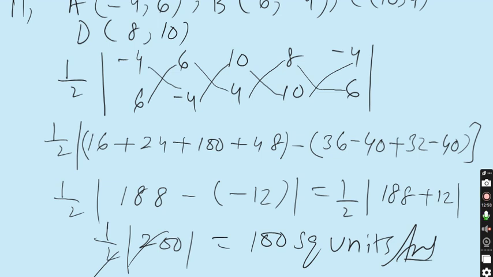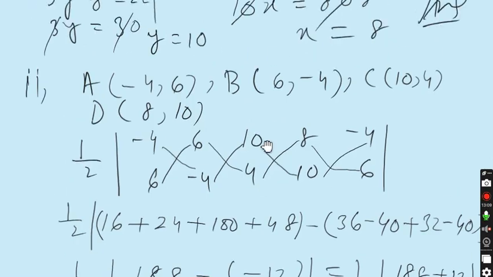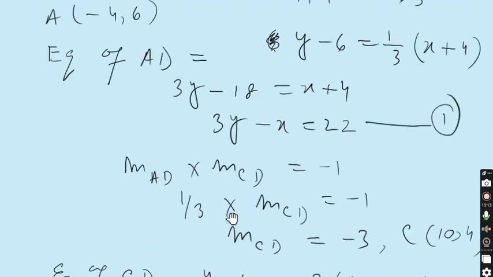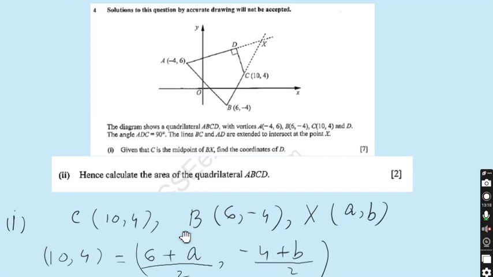So hope you understand the entire question. How many marks is this whole question? 7 plus 2, 9. So if you do the question in this way, definitely you can get 9 out of 9. But your concept must be clear.